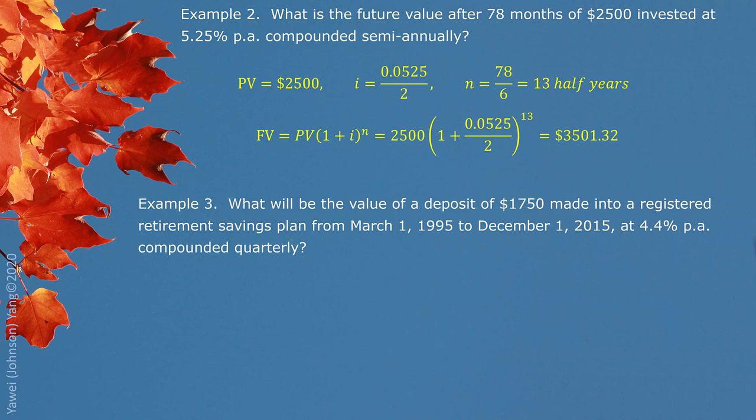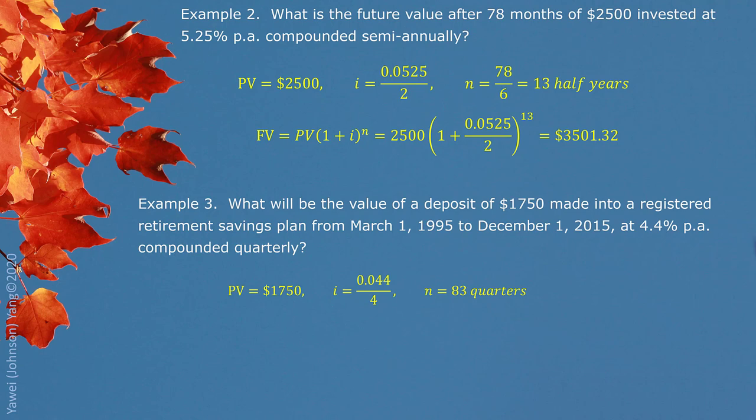Example 3. What will be the value of a deposit of $1,750 made into a registered retirement savings plan from March 1st, 1995 to December 1st, 2015 at 4.4% per annum compounded quarterly? So we recognize the information, present value $1,750. Periodic interest rate would be 4.4% divided by 4, compounded quarterly.